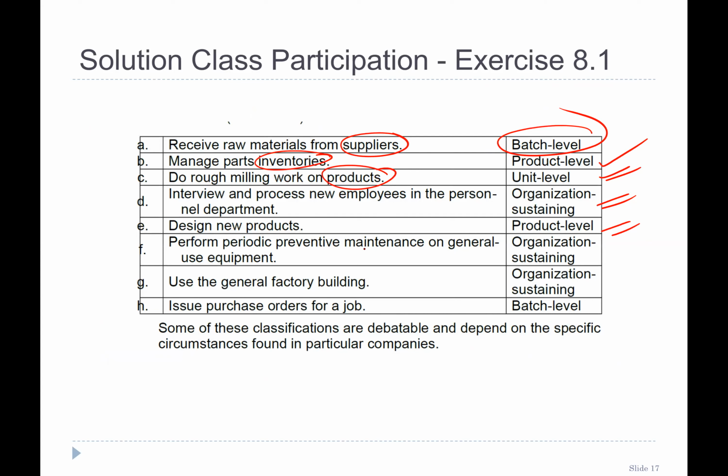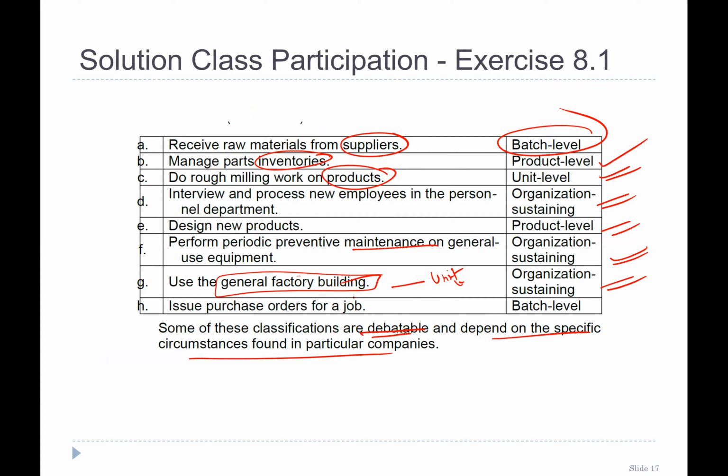Perform periodic preventive maintenance, also organization sustaining. Use the general factory building, also organization sustaining. But you can also categorize it at unit level as well, because different units are going to use this factory, so it can be debatable. It's not a hard and fast rule that this is 100% an organization sustaining activity, but it can be a unit as well, because different departments are using the factory building.